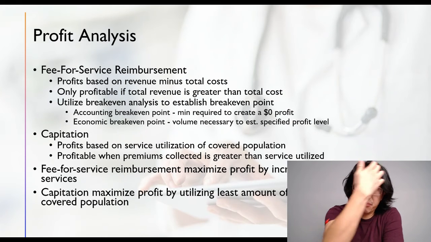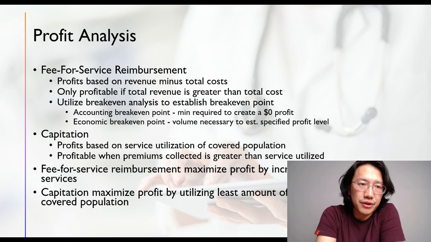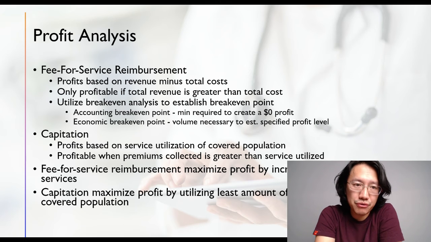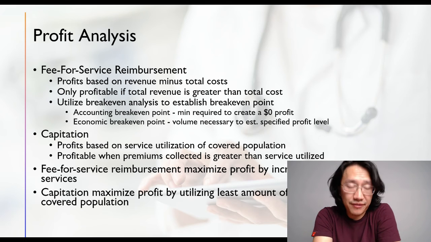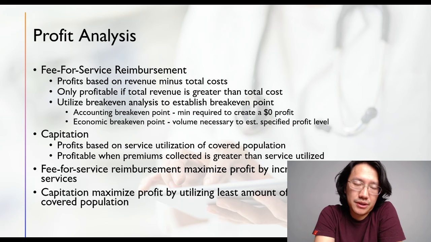So next, we move on to profit analysis. There are two different kinds of reimbursement structures. There is the fee-for-service reimbursement structure, and there is also the capitation reimbursement structure. In fee for service, the profits are based on revenue minus total costs.